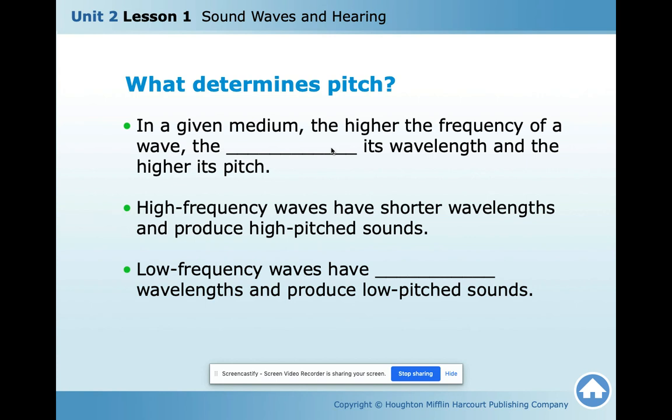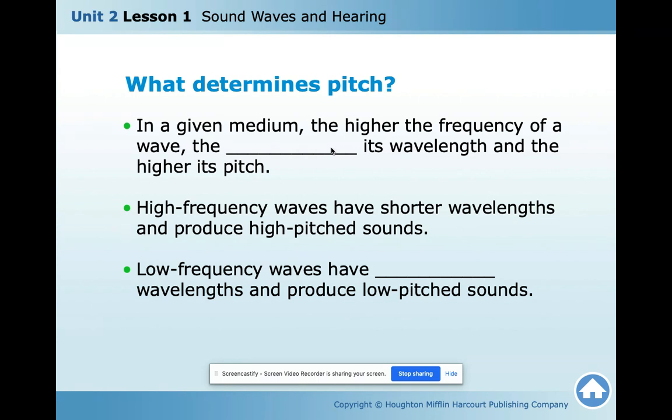So what determines pitch? How is something high? How is something low pitched? So in a given medium, the higher the frequency of a wave, the shorter the wavelength, the higher the pitch. So remember, frequency is how quickly those waves are coming at you. Okay, so if something has a high pitch, it has a high frequency, meaning there's a lot of waves coming at you in a short amount of time. So the wavelength must be shorter because that frequency is high.